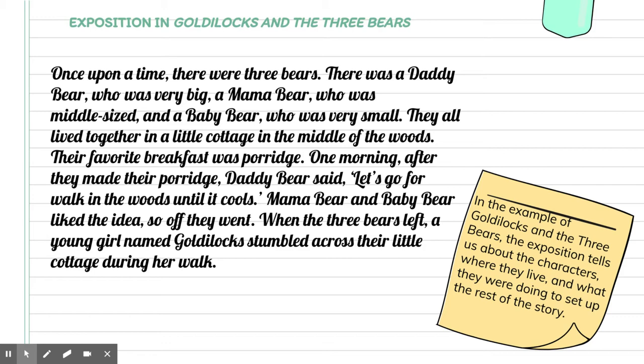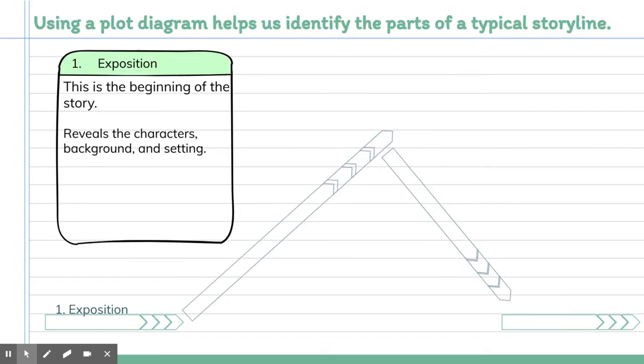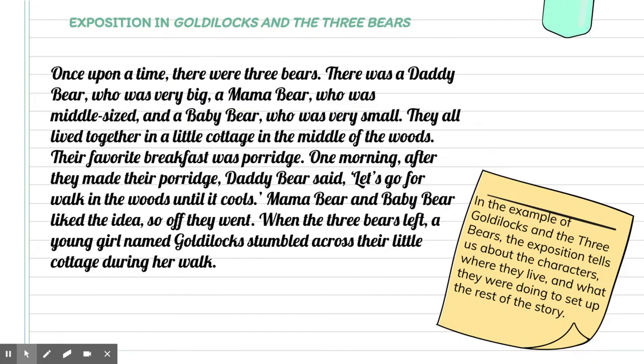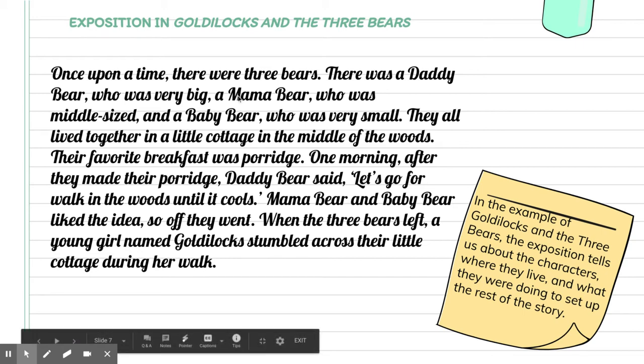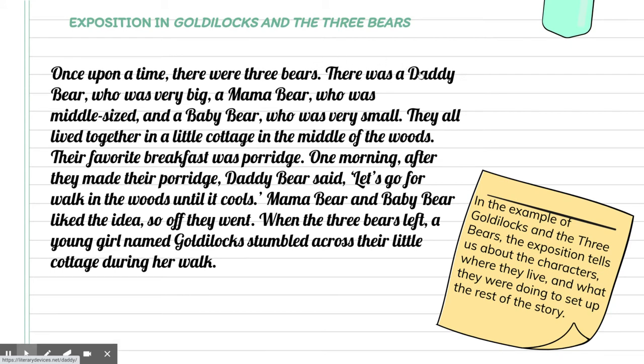Okay, so here, remember what I said about exposition. Exposition reveals the characters, the background, and setting. So I want to ask you, what characters do you learn about in this section? You might notice in the first sentence it talks about how there are three bears. And then we get more information on the characters by knowing that there's specifically a daddy bear who's big, a mama bear, middle-sized, and baby bear who was small. So we have some characters set in place. We also have a character who comes into play at the end when we meet a young girl named Goldilocks.